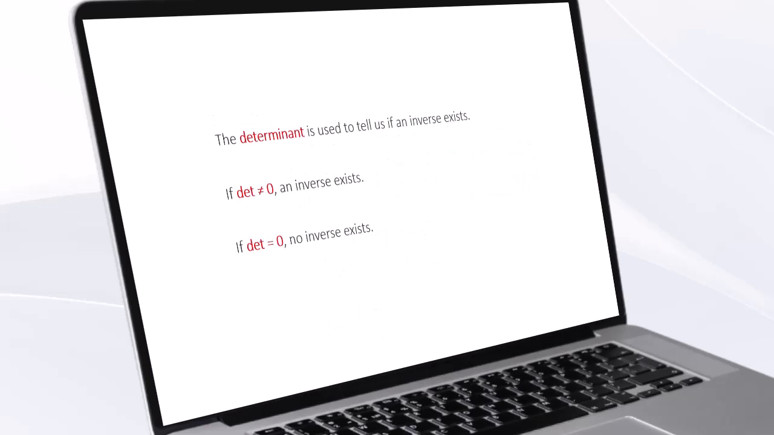Now, the determinant is used to tell us if an inverse exists. So if you want to know whether a given matrix has an inverse, you can know that by looking at the determinant. If you calculate the determinant of any given matrix and you find it is not equal to 0, then an inverse exists, or that particular matrix has an inverse. If you calculate the determinant of that matrix and you find it is 0, then it means that matrix has no inverse, and it is referred to as a singular matrix. A singular matrix is a matrix that has no inverse.